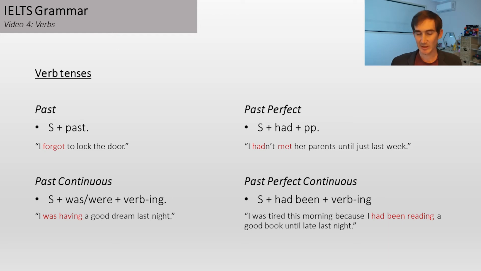Past perfect. This one is subject had PP. It connects the past with another time in the past. It's a little bit of a tricky one, but here's an example: I hadn't met her parents until just last week. Past perfect continuous, it's just the same idea, but a continuing action. I was tired this morning because, why? I had been reading a good book until late last night.